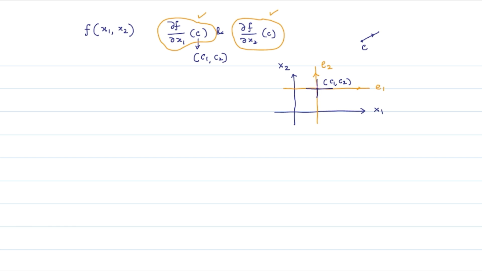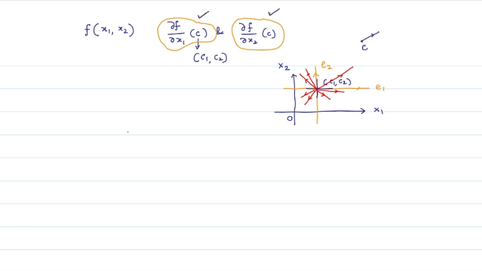However, notice that there are many other directions. Those emanate from the point C1, C2, but we are not analyzing the instantaneous rate of change of the function value along those directions, and maybe due to this reason the existence of just these two partial derivatives does not imply the continuity of the function.